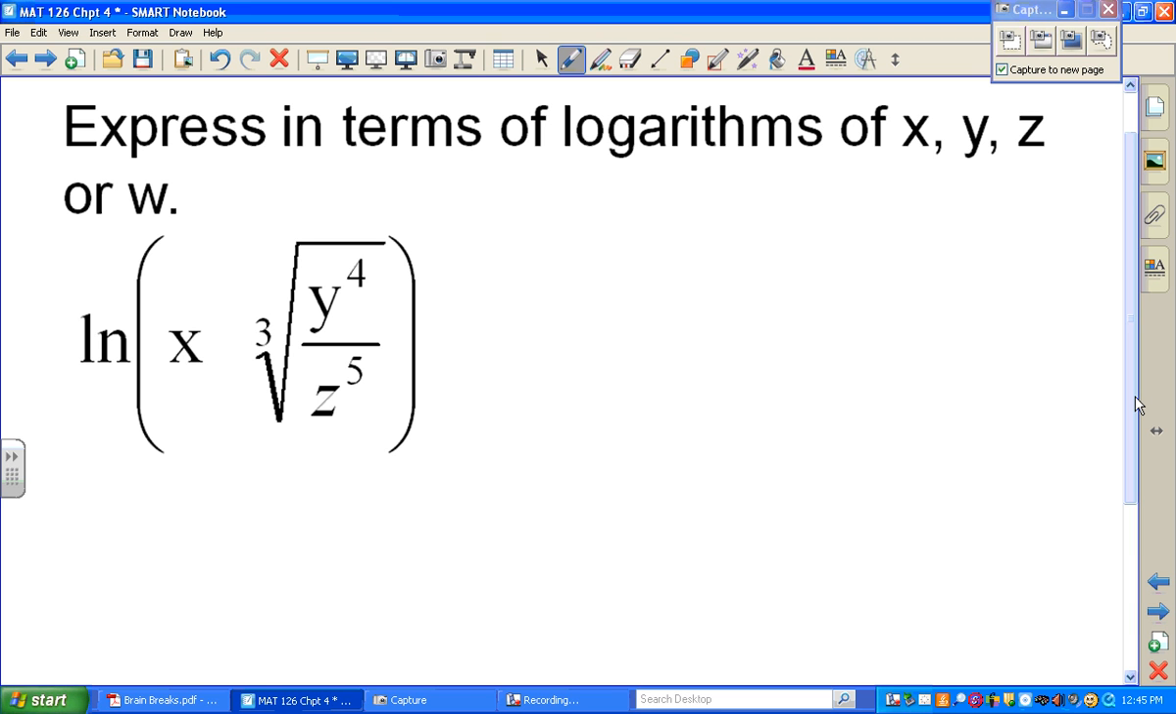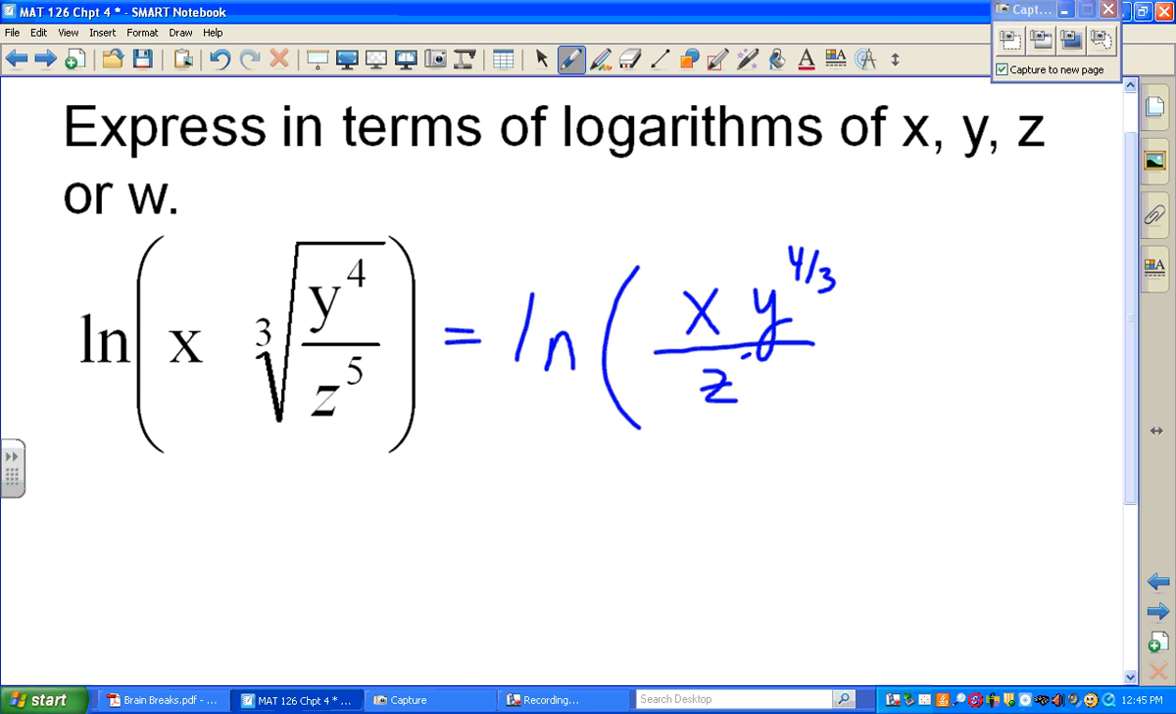Natural log of x, the cube root of y to the 4th, z to the 5th. Give this one a go using logarithms. Should be in pretty good shape. And I'll give it a go as well. Does anybody like to organize things before they just get started? Does anybody take an organizational step? I do too. Natural log of x, y to the 4/3 over z to the 5/3. I'd probably do something like that to get everything in terms of one fraction and one radical, as the cube root and the cube root. So far, so good?